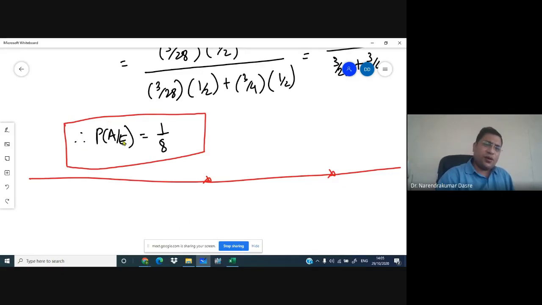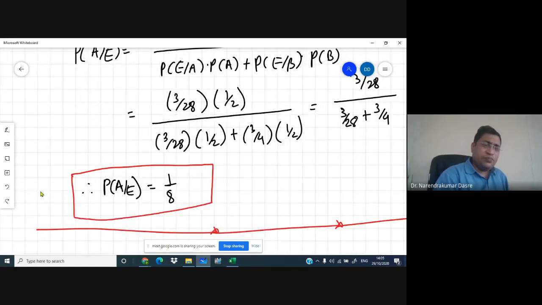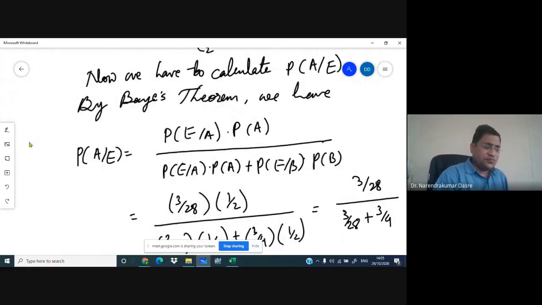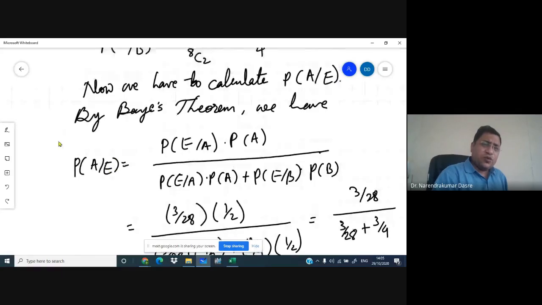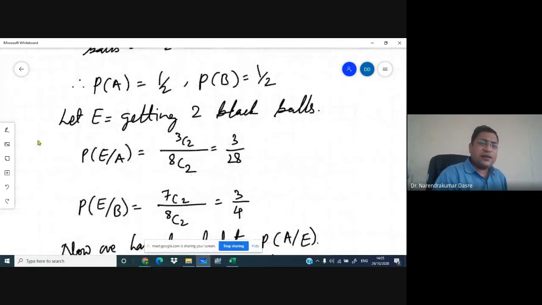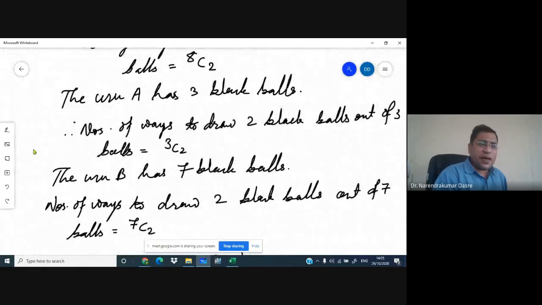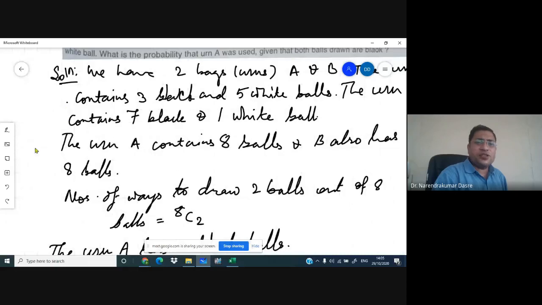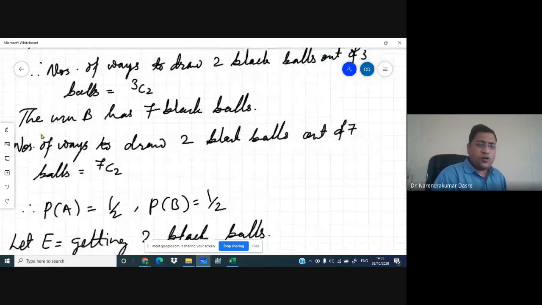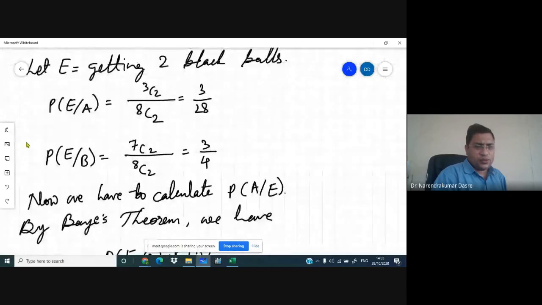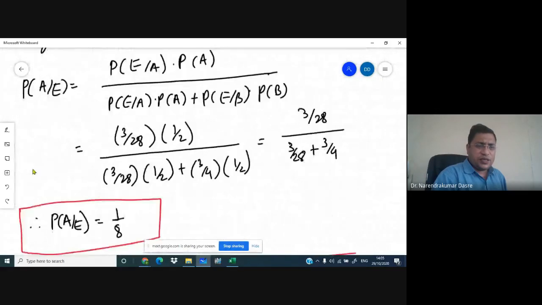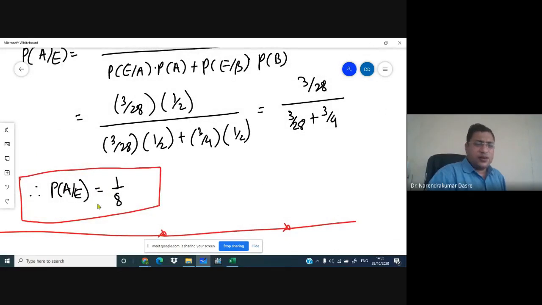When we have to calculate the probability of the event, we use the total probability theorem. When we have to calculate the probability of the partition over the event, then we use Bayes' theorem, and this is also called the posterior probability, because we are finding the probability of the source. If I know that the two balls are black, what are the chances that urn A was used? So I am trying to find out the source of getting this event, and that's why we use Bayes' theorem here.